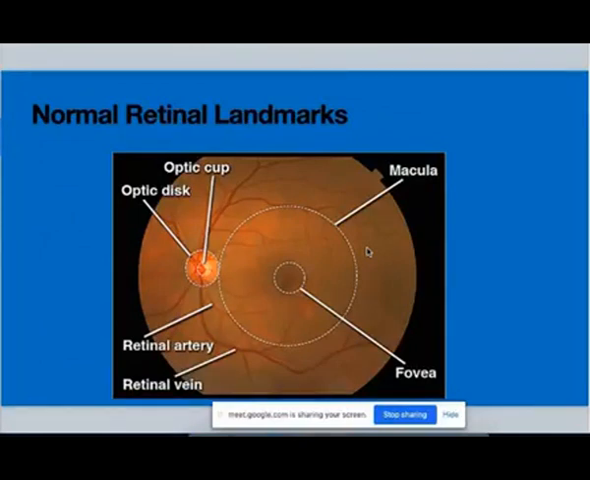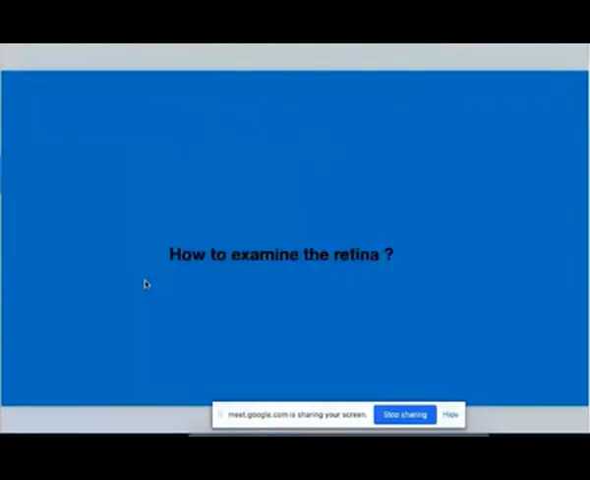So our basic aim is to prevent disease occurring in the retina, and if something has occurred and we cannot prevent it, for example, age-related macular degeneration, then we try to slow the progress of the disease. So what are the common retinal diseases? We will come to that in a few slides.